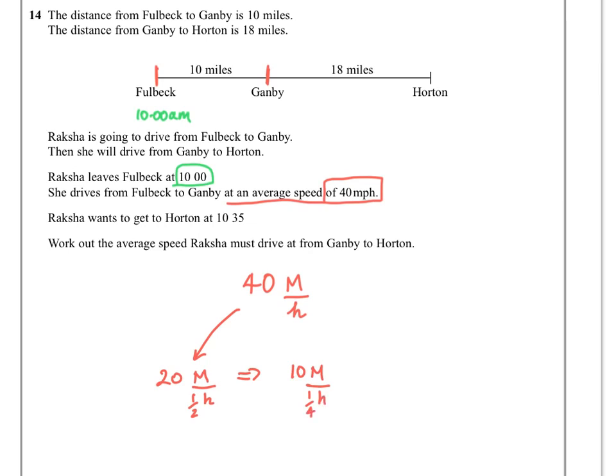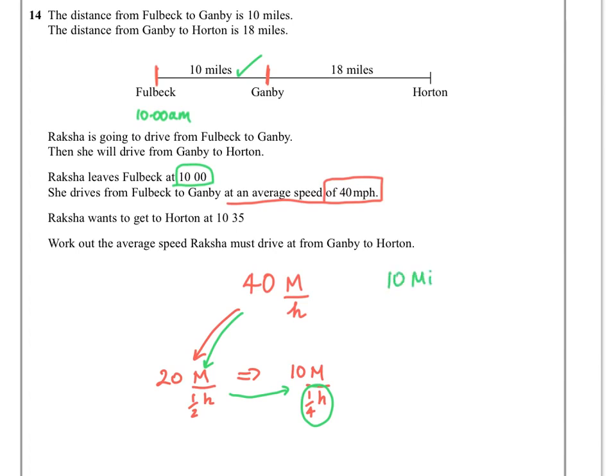So what did I do each time? Well, to get from here to here, I halve the top and halve the bottom, just like you would a fraction to make it equivalent. And then here I did exactly the same again. So I've actually got my 10 miles and the time taken a quarter of an hour.